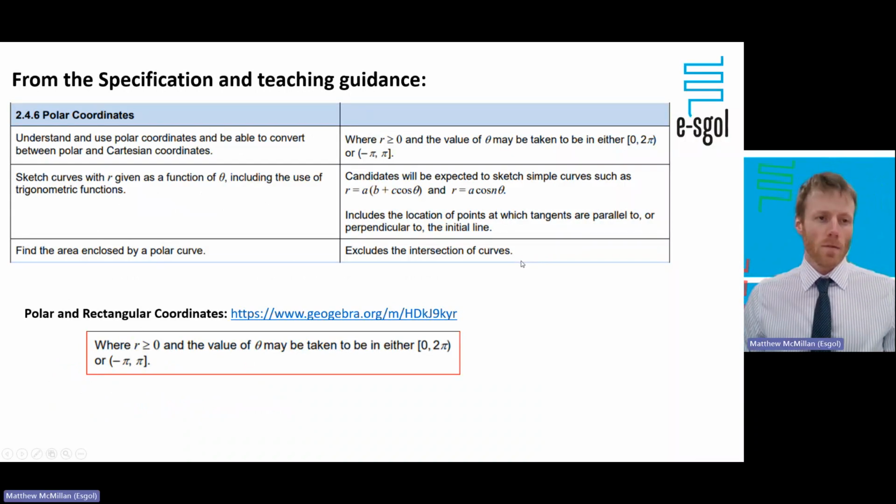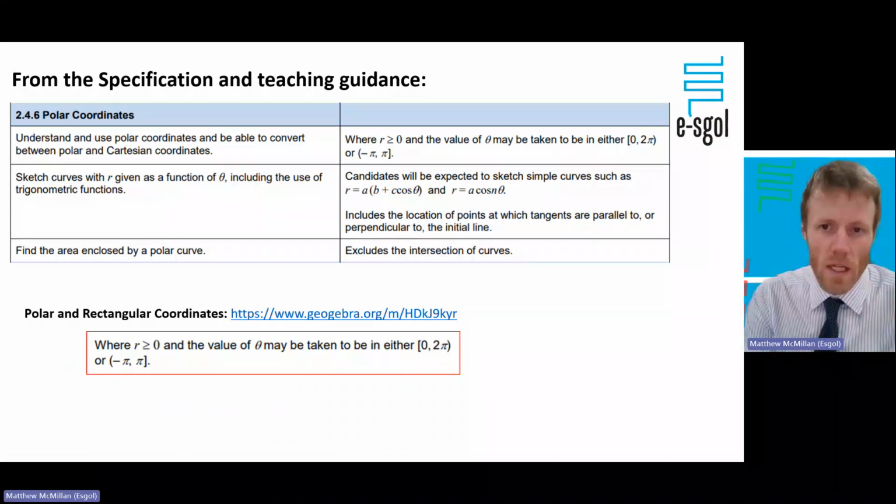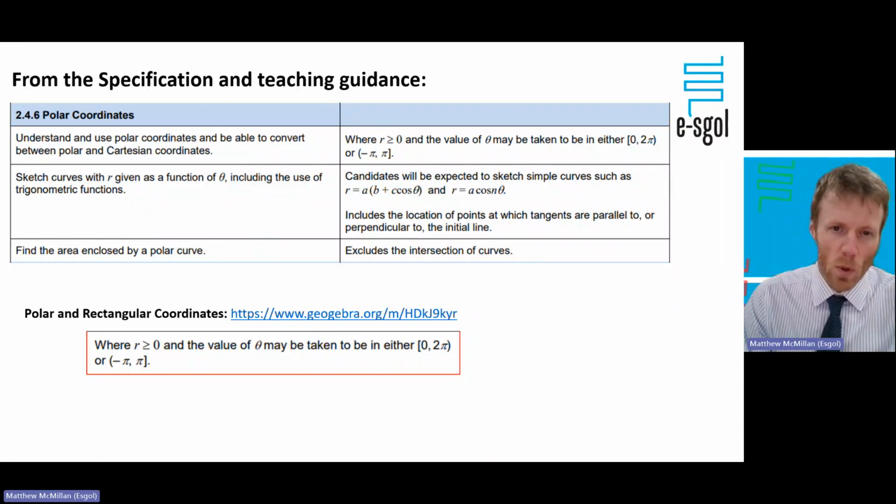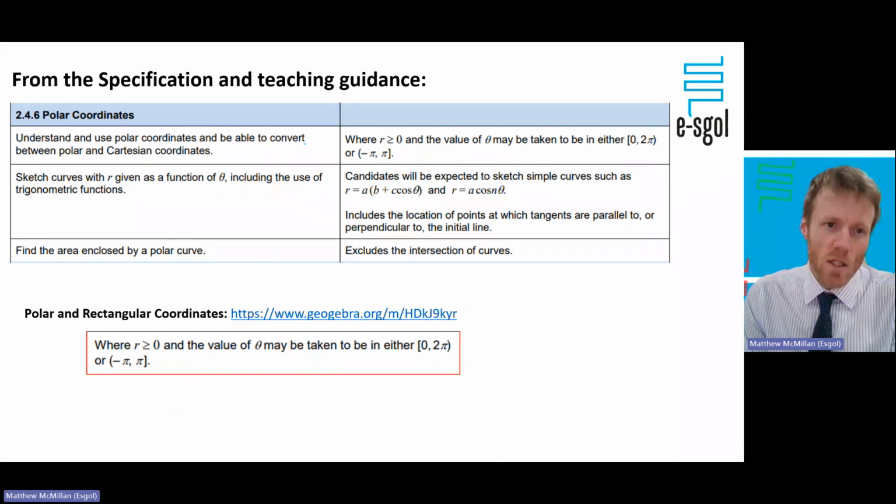So I've got a copy of the specification and the teaching guidance on the board, and we're basically going to go through each element and tick them off. So: understand and use polar coordinates and be able to convert between polar and Cartesian coordinates. Let's just remind ourselves what polar and rectangular or Cartesian coordinates are. So we've got a link here.